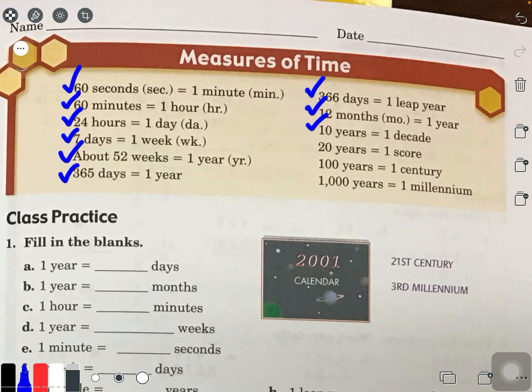1 decade is 10 years. Mason is a decade years old. Cool. And Natalie will turn a decade years old.